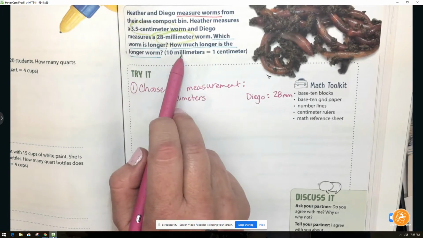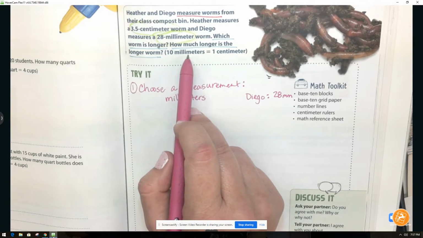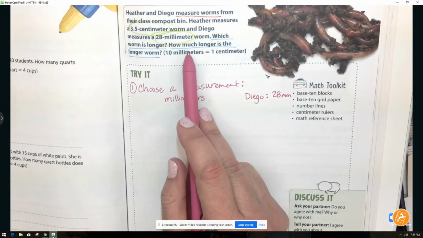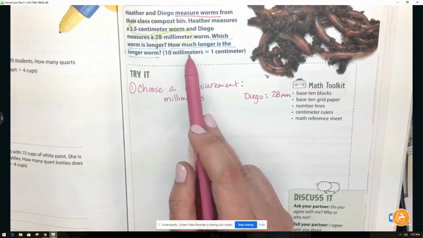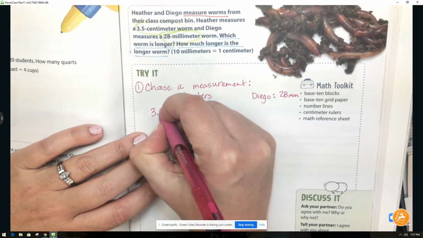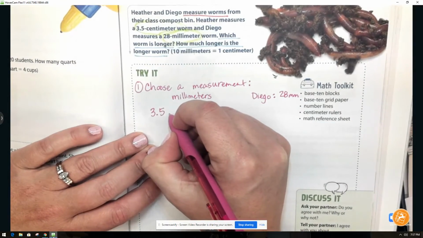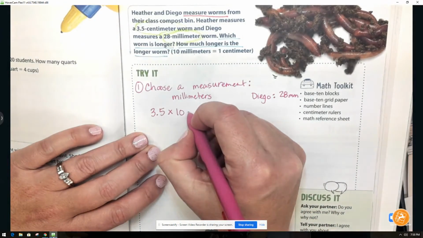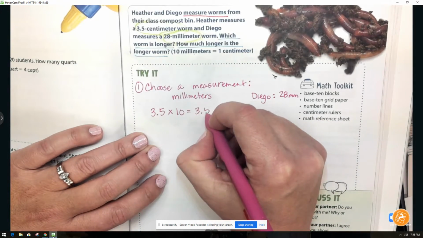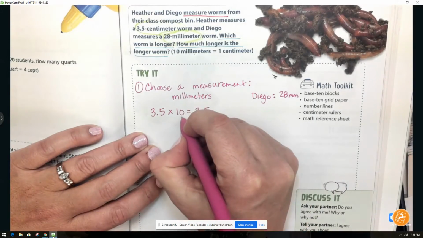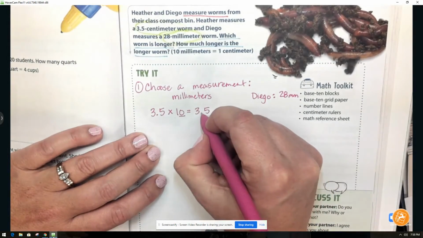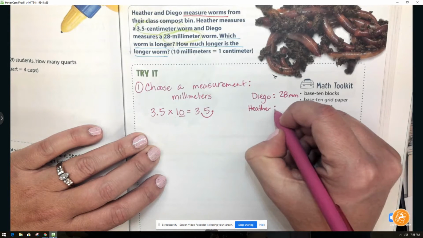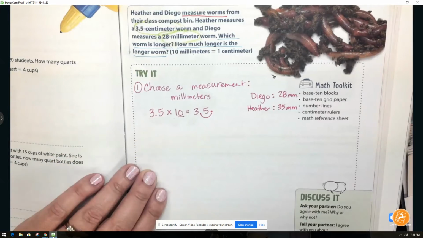If I'm converting centimeters to millimeters, am I going to divide or multiply? That's right. I'm going to multiply because you multiply when you go from a larger unit to a smaller unit. So I need to take Heather's 3 5/10 centimeters and multiply it times 10, because there are 10 millimeters in 1 centimeter. I like to move my 3 5/10 all the way over, and then I have one digit after the decimal in 10, so I'm going to move this decimal over one place value. So I know that Heather has a worm of 35 millimeters.